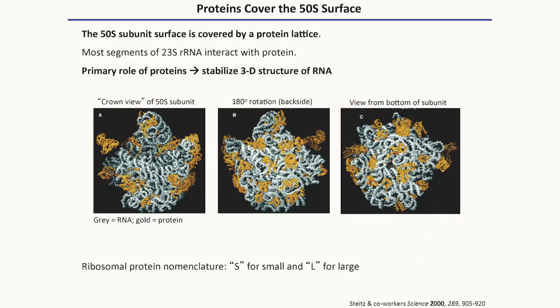So let's think about these proteins a bit more. In addition to the crown view and the observations we had from this particular face of the ribosome, where it looks like many proteins are on the outside and there's some unfolded regions, what happens if we look elsewhere? So here we have a rotation, 180 degrees from here, effectively looking at the back side. And here we can look at the view from the bottom of this subunit.